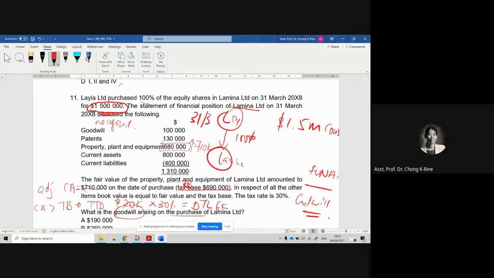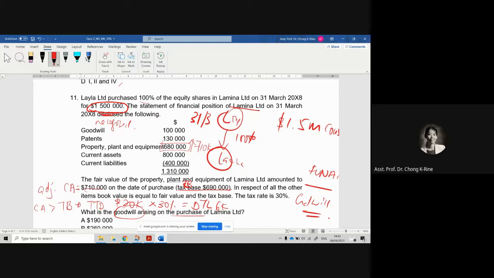If you can't observe what is not complete here, then that's fine. Because if you want to make it complete, the question will be a much longer and much more difficult question. So it doesn't matter. We know there's a DTL of 6,000 and we're going to increase our PPE by 20,000. All right.